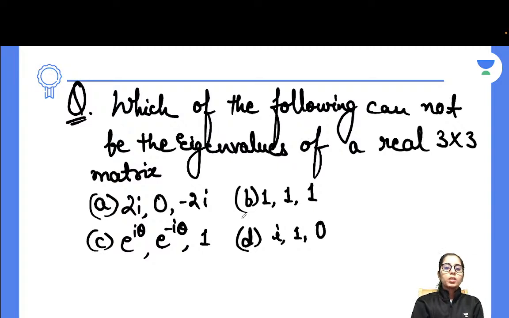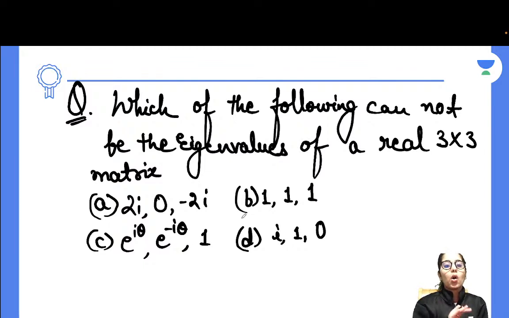Let's talk about it. The question is: which of the following cannot be the eigenvalues of a real 3 by 3 order matrix? Okay, so which of the following cannot be the eigenvalues of a real 3 by 3 order matrix? Now to answer this question, you need to know one thing.